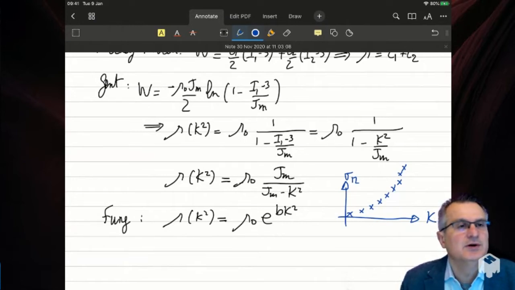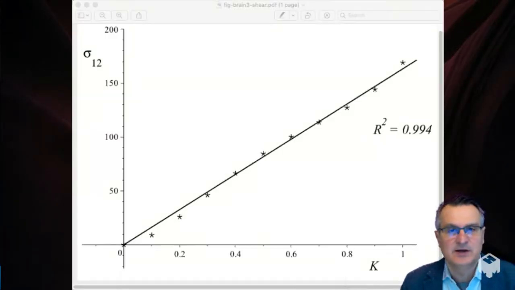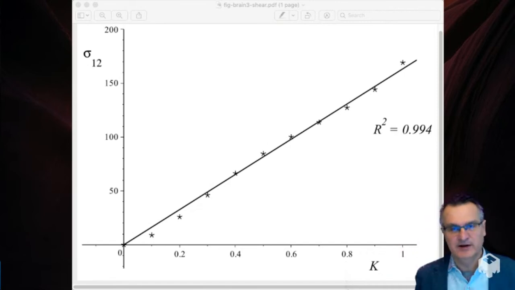So just to show you an example, here I've done experiments a couple of years back on brain using a pig brain, and that's the type of curve we got. This is the data, those stars are the data, and you can see that they can be really approximated by a straight line. And that's a measure of the goodness of the fit, 0.99. And that's all the way to k equals 1. K equals 1 means it's tilted at 45 degrees.